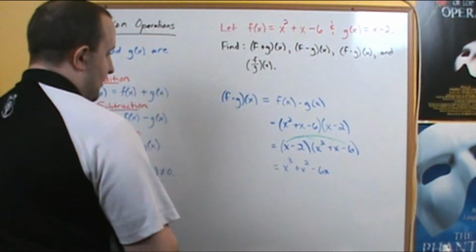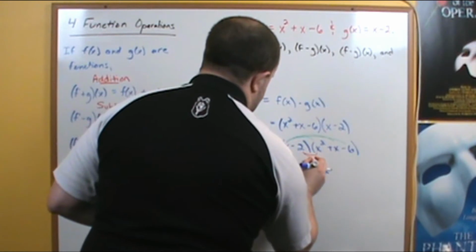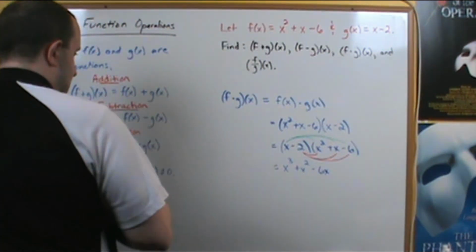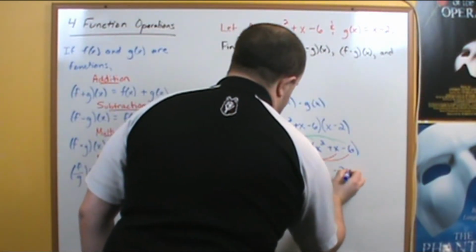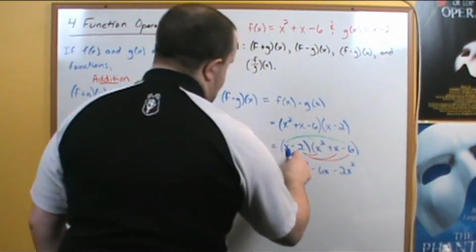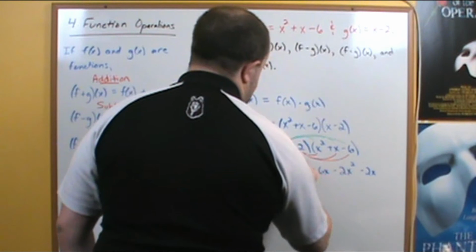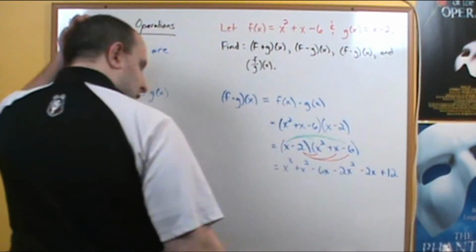And then we do the same thing with the negative 2 here. Negative 2 to x squared, negative 2 to x, then negative 2 to negative 6. And we get negative 2 times x squared is negative 2x squared. Negative 2 times x is minus 2x, and negative 2 times negative 6 is a positive 12.